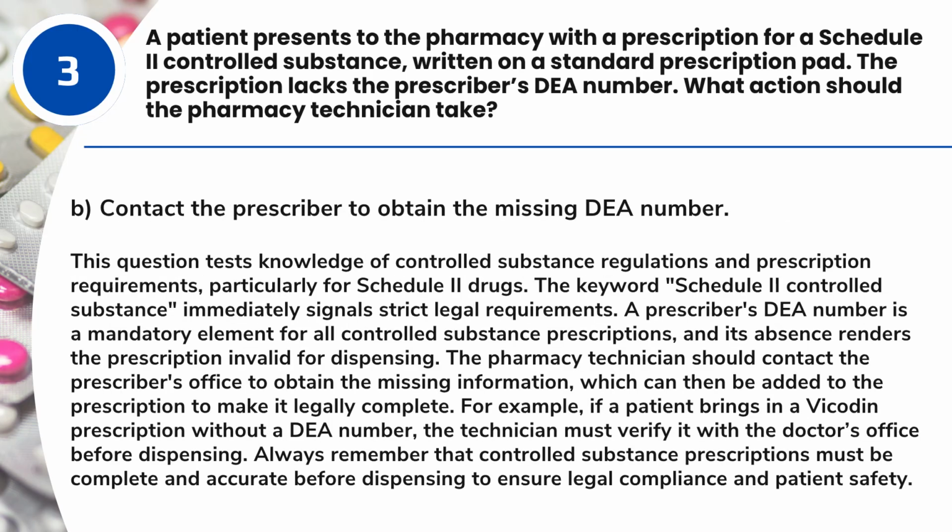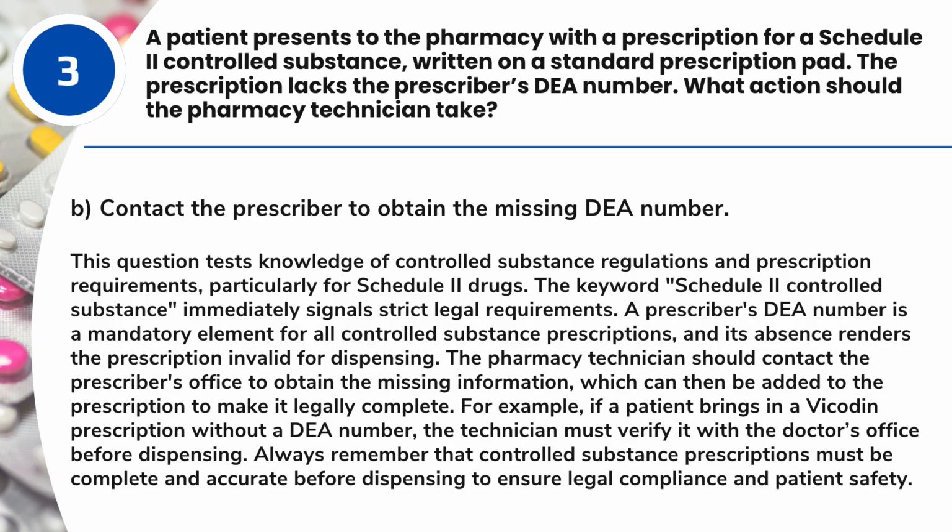Answer: B. Contact the prescriber to obtain the missing DEA number. This question tests knowledge of controlled substance regulations and prescription requirements, particularly for Schedule II drugs. The keyword Schedule II controlled substance immediately signals strict legal requirements. A prescriber's DEA number is a mandatory element for all controlled substance prescriptions, and its absence renders the prescription invalid for dispensing. The pharmacy technician should contact the prescriber's office to obtain the missing information, which can then be added to the prescription to make it legally complete.